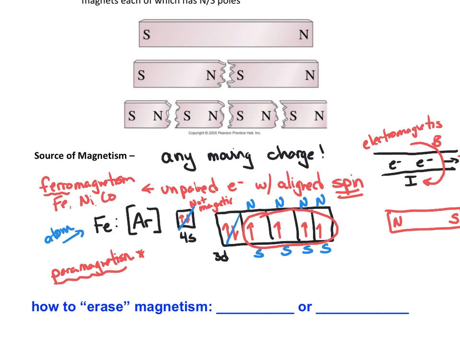But essentially, it comes down to unpaired electrons creating magnetic fields, right? Because they're all moving in the same direction, that creates a magnetic field. Now, if you wanted to erase, delete, or scramble this, it's very hard to do at the atomic level.